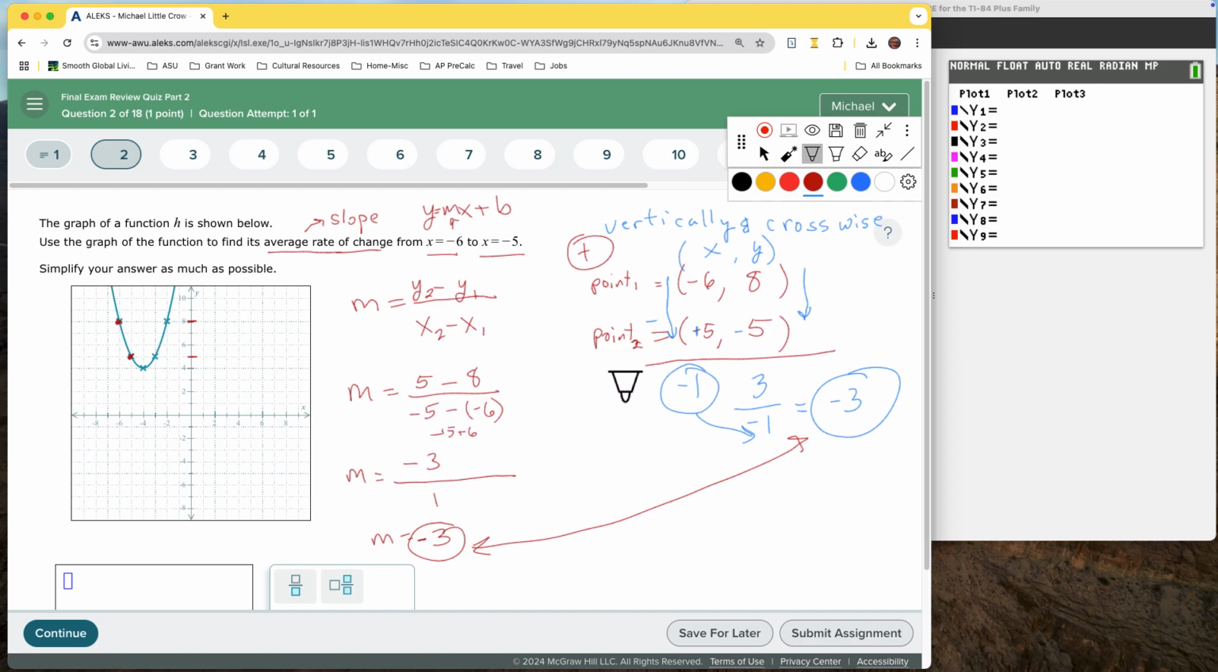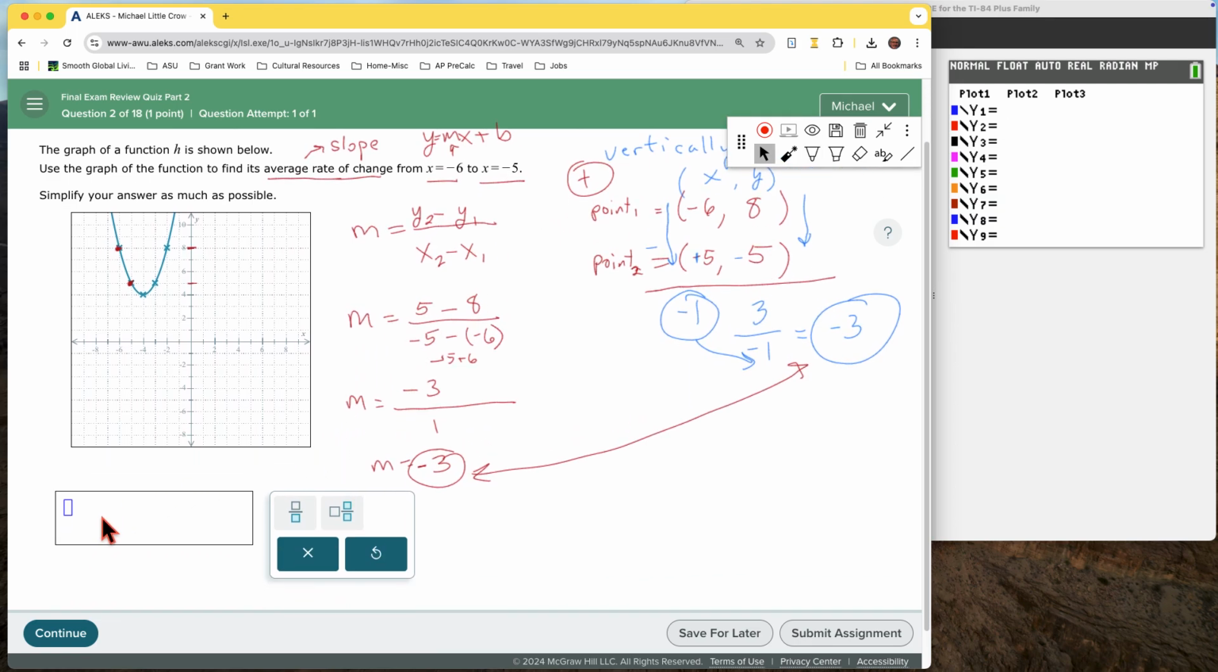Anyway, that's my little addition. And then just make sure you get it in there correctly. It's a -3, not just 3. And then we're good from there. Okay.